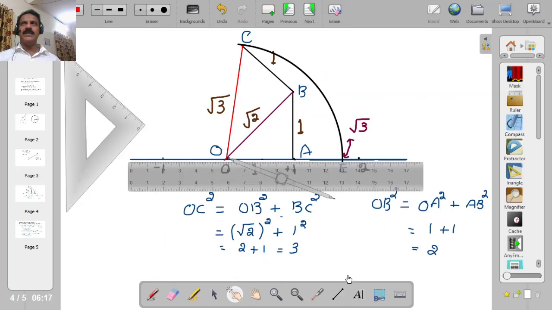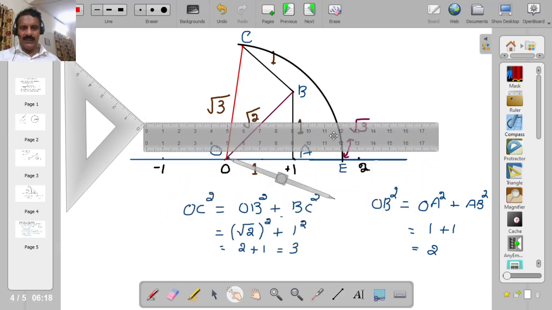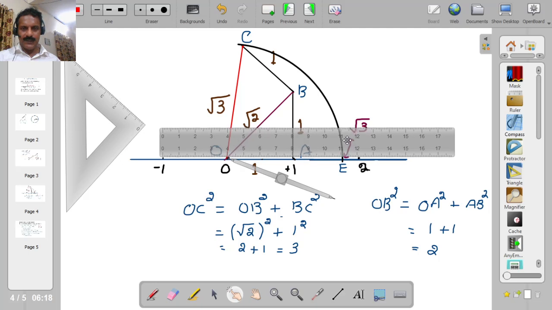Now we will be studying how to locate square root of 3 on the number line. First of all, we will be drawing the number line. I have taken 4 centimeters as 1 unit.